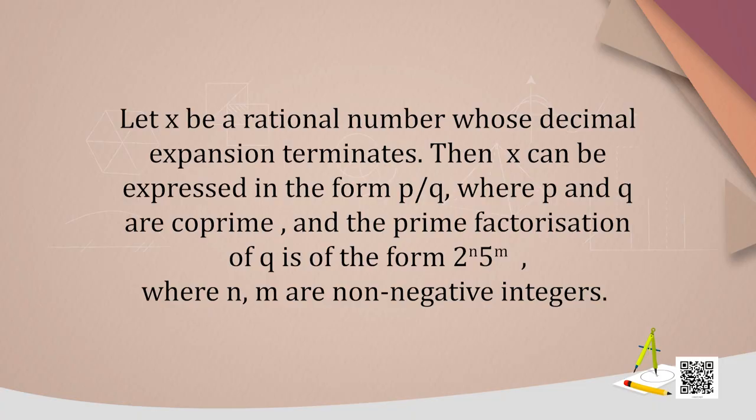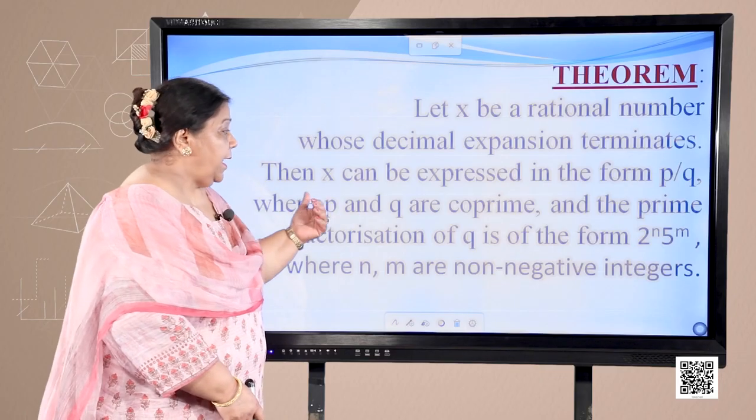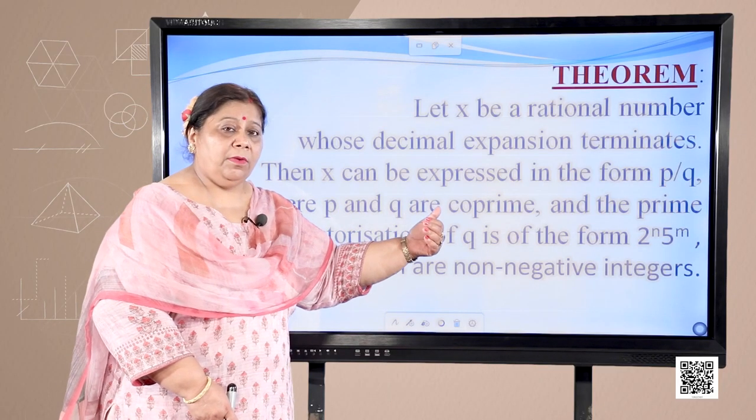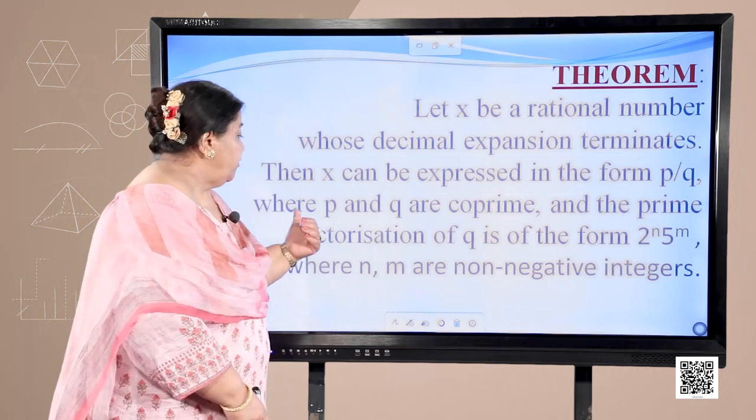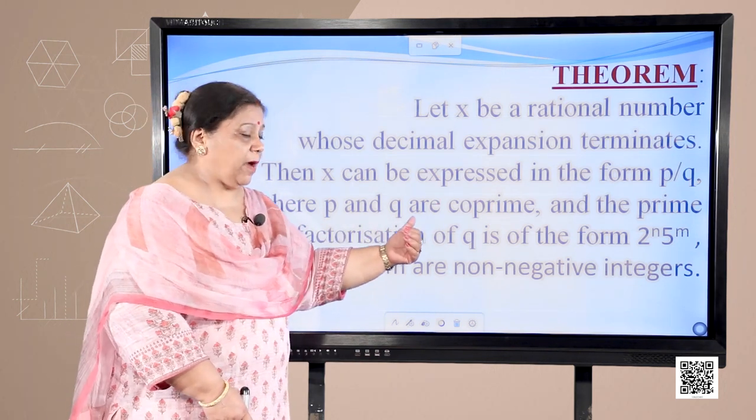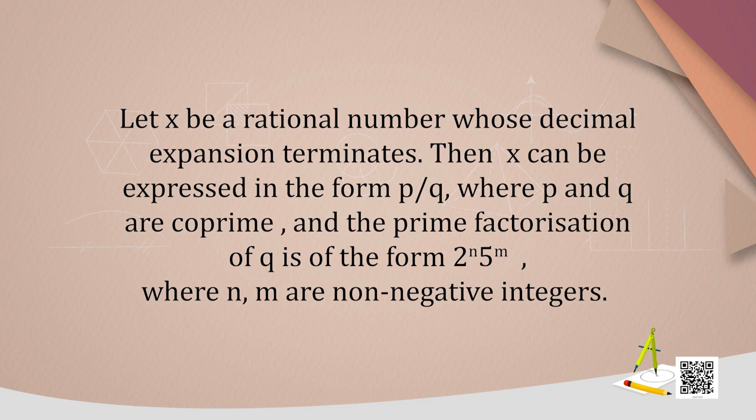Let x be a rational number whose decimal expansion terminates. Then x can be expressed in the form p upon q, where p and q are coprime, and the prime factorization of q is of the form 2 to the power n into 5 to the power m, where n and m are non-negative integers.